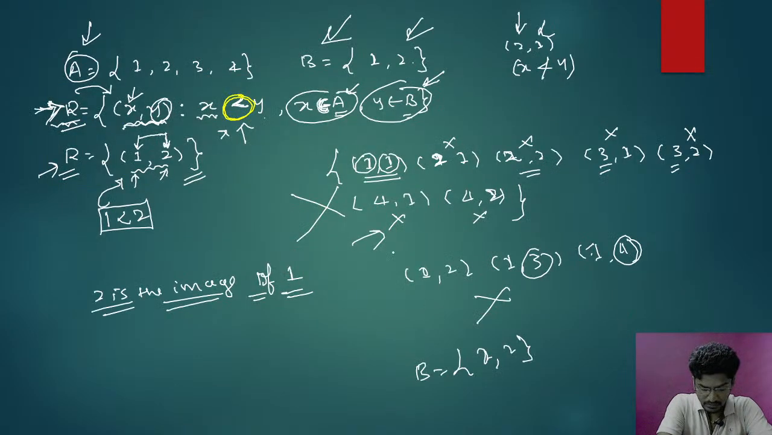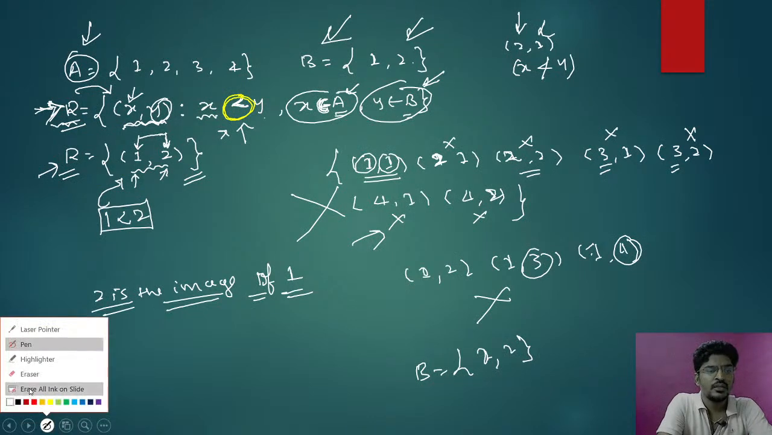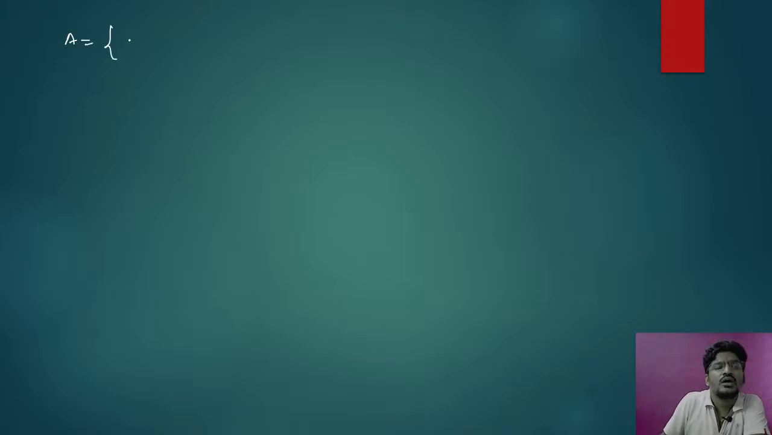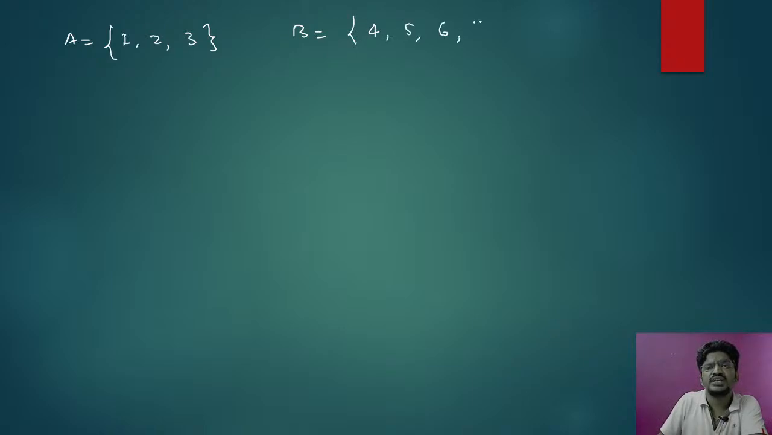So quickly tell me, I will take one more example. You also try to solve it. Clear? See here, A equal to 1, 2, 3. B equal to 4, 5, 6, 7. Okay, and now R is defined as ordered pair x comma y such that x is greater than or equal to y, x belongs to A and y belongs to B.